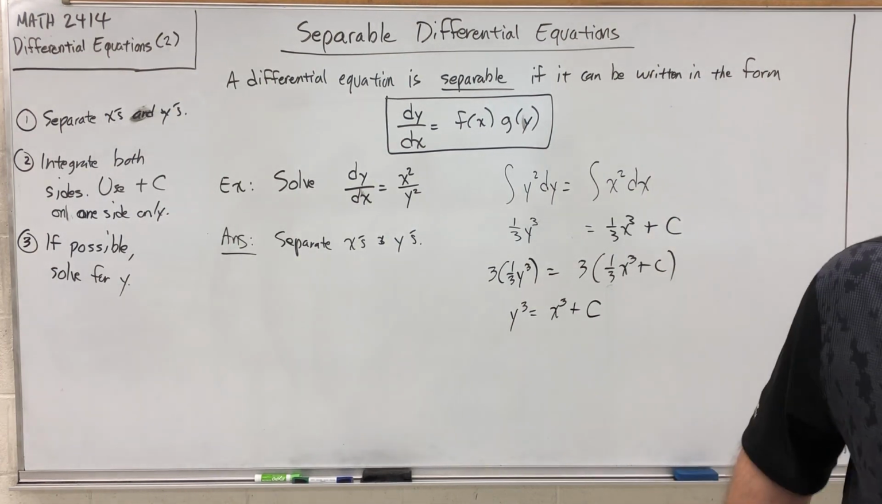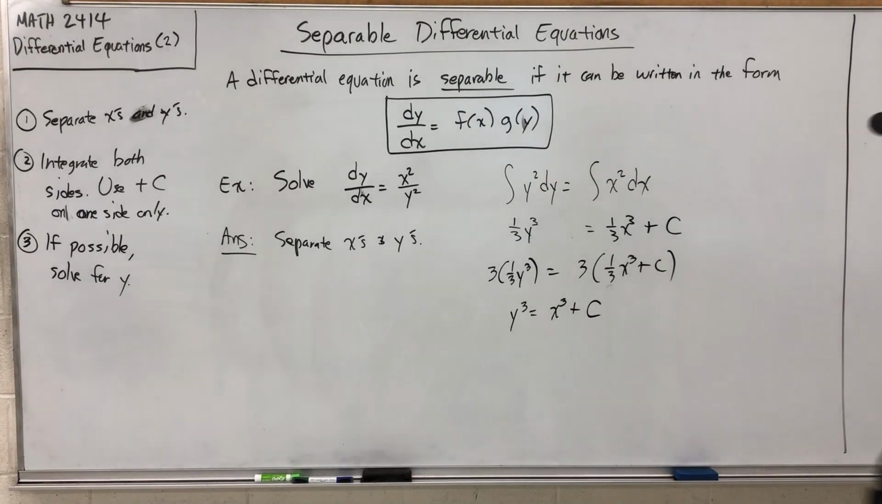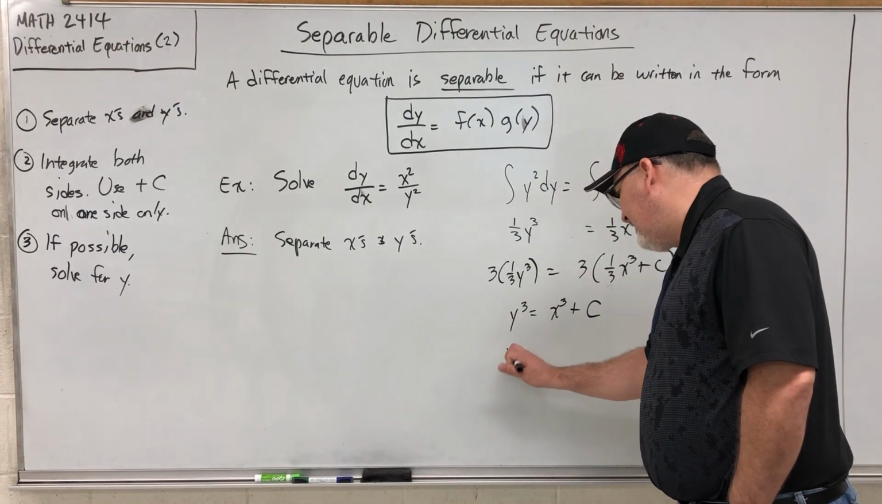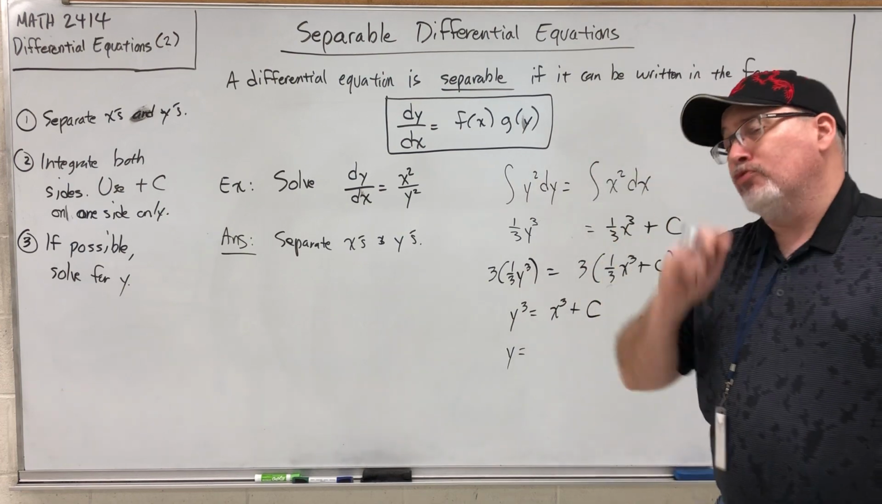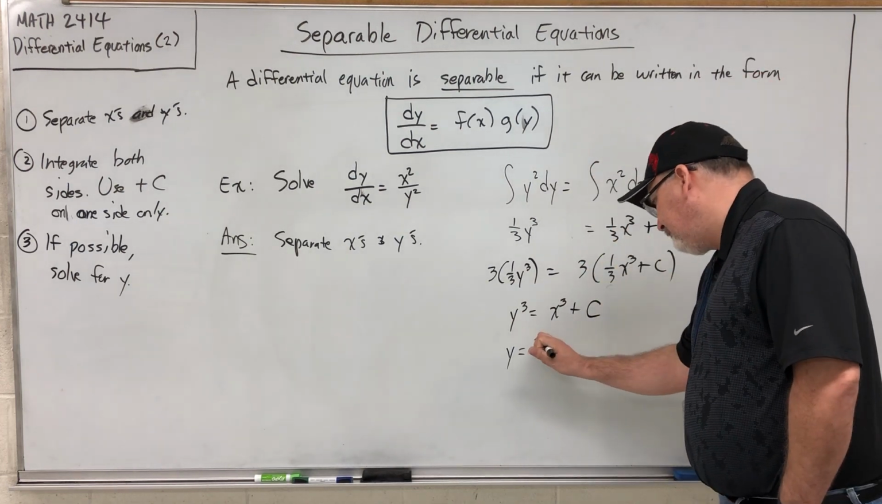But we're not done yet. We haven't solved for y yet. We can do that by simply taking the cube root of both sides. This time I'll just say the move, cube root of both sides, and then execute it.